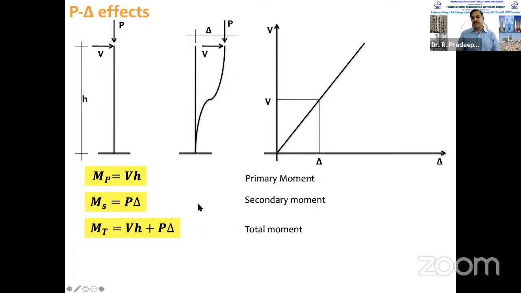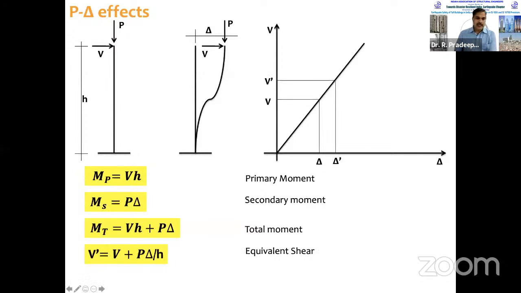Now if we apply an imaginary force V prime to create the same moment, then V prime into H is equal to the total moment, or V prime is equal to total moment divided by H. If I do that, the H will disappear, and what remains is V plus P delta by H. So V prime minus V is the effect due to P delta. This is the gap between these two forces. The additional deformation due to that is delta prime minus delta. This has to be accounted for in our analysis.